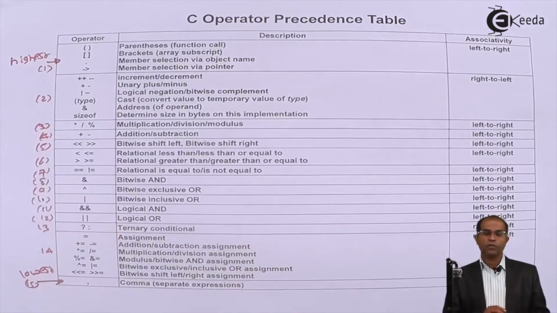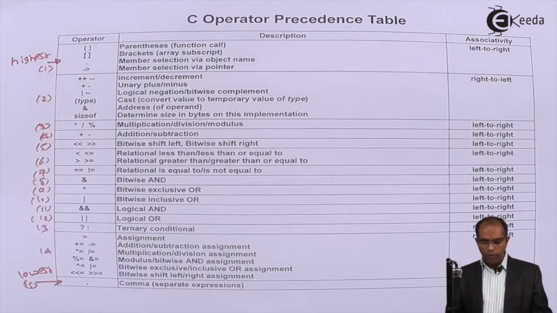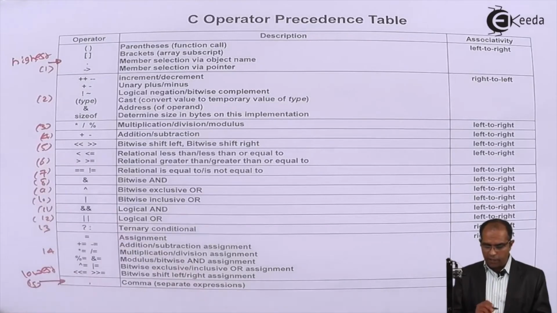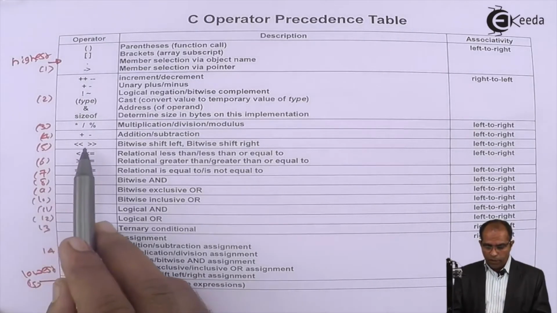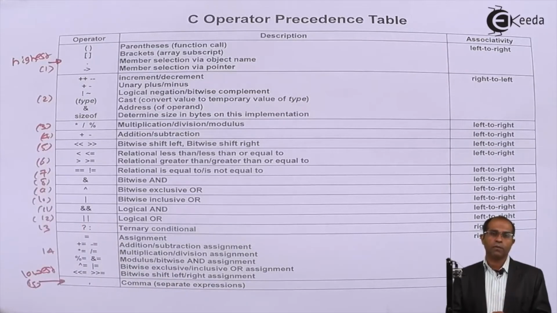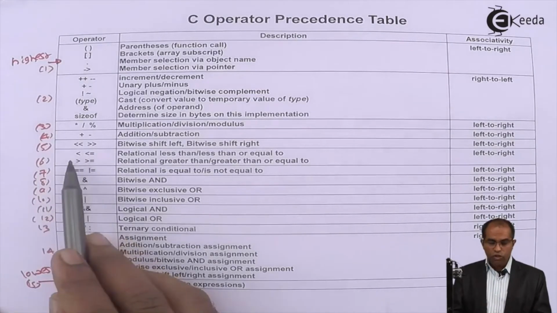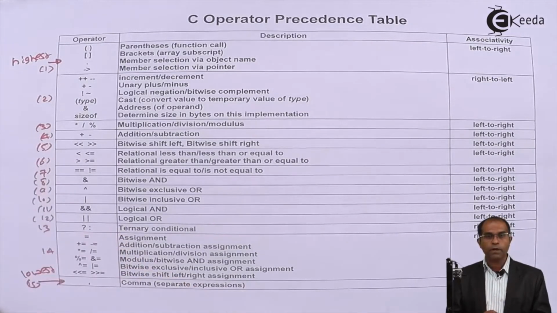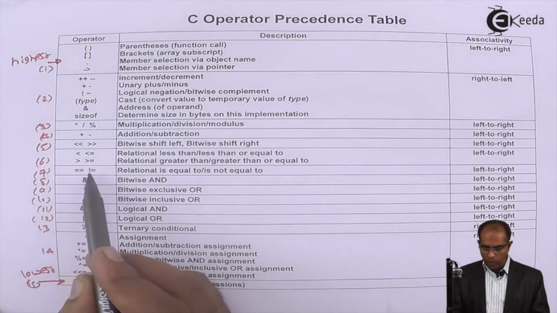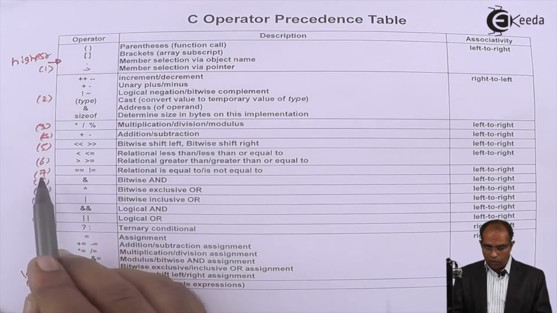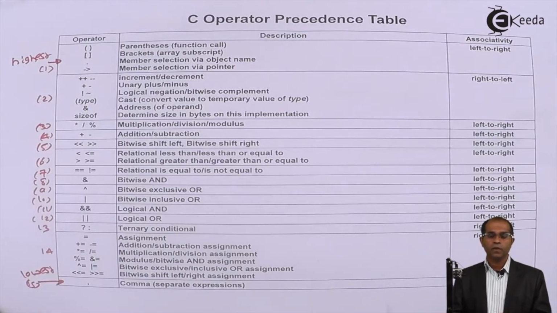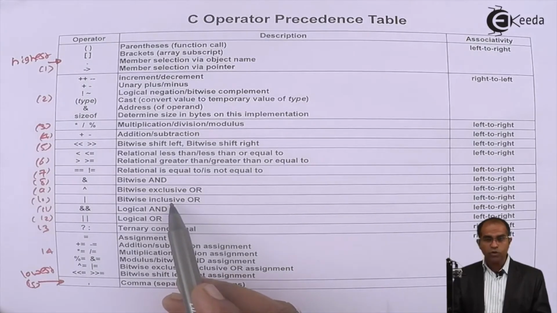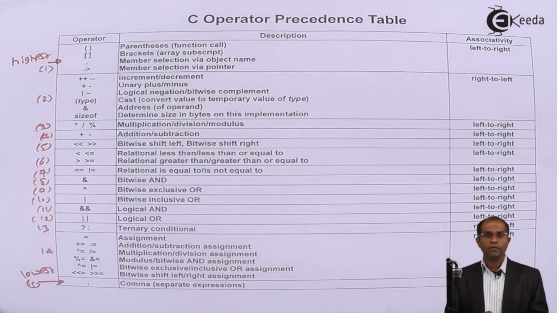Then we have bitwise operators. We don't have all the bitwise operators at this place, but we have the bitwise shift operators, greater than and less than. Bitwise shift operators enjoy the fifth highest level of priority. The relational operators like greater than or equal to, less than or equal to, enjoy the next level of priority. Equality operators like double equal to and exclamation mark equal to, that is not equal to, enjoy the seventh level of priority. Then comes bitwise and, bitwise or, bitwise inclusive or, and bitwise exclusive or.